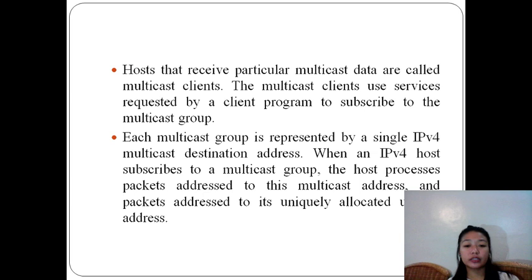Each multicast group is represented by a single IP version 4 multicast destination address. When an IP version 4 host subscribes to a multicast group, the host processes packets addressed to this multicast address and packets addressed to its uniquely allocated unicast address.